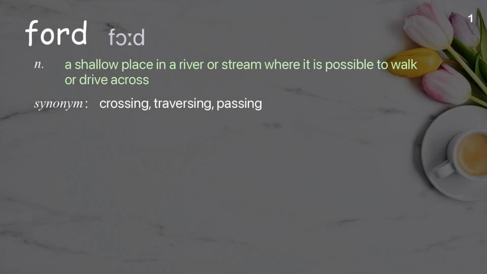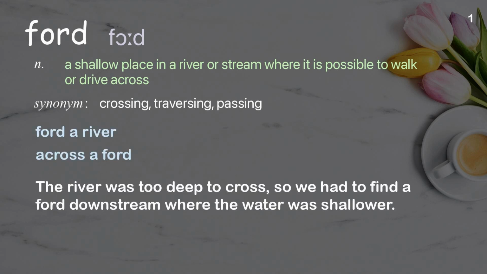Ford. A shallow place in a river or stream where it is possible to walk or drive across. Examples: Ford a river. Across a ford. The river was too deep to cross, so we had to find a ford downstream where the water was shallower.